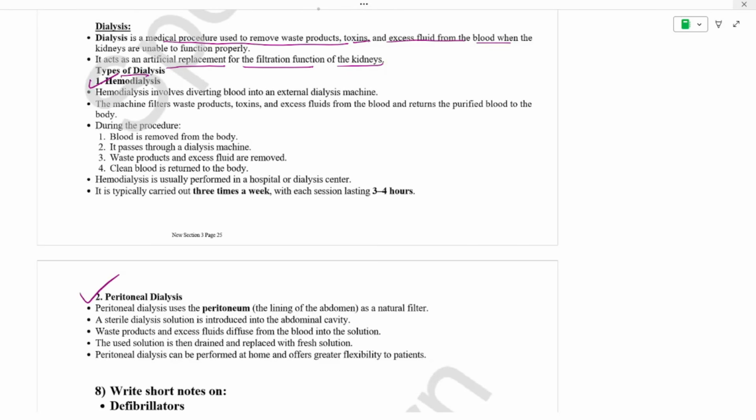Hemodialysis is nothing but diverting the blood into an external dialysis machine, which removes the waste products, toxins and excess fluid from the body, and returns the purified blood to the body. First the blood is removed from the body and passes through the dialysis machine, the waste products are removed, and the clean blood is returned to the body. It is done 3 times a week, lasting 3 to 4 hours per session.